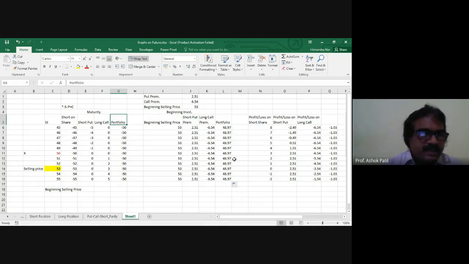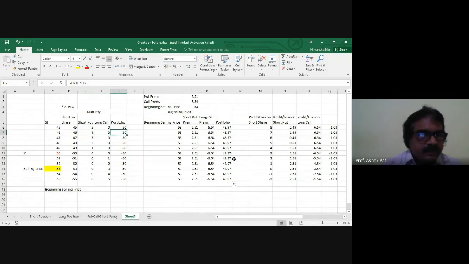If the maturity price is 46, select the next one. Yeah. So now you can see that if my maturity price is 46, I will be paying 46 rupees to buy the share. I'll be losing 4 rupees on the short put, next column, and I'm not receiving anything because of the long call, and my total position is minus 50.